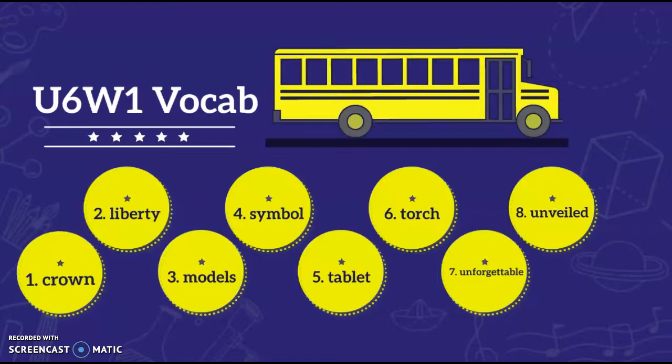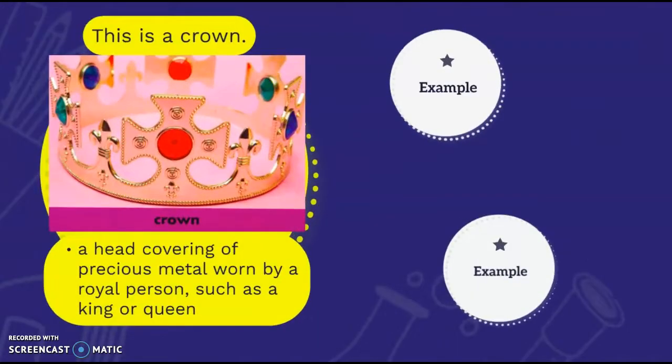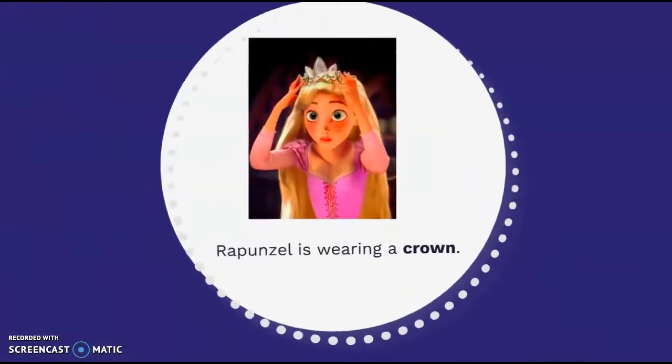Our first one is crown. This is a crown. Let's say the word together. Crown. A crown is a head covering of precious metal worn by a royal person, such as a king or queen. Okay, maybe you've seen a king or queen wear these before. Precious metals. So a metal that's precious to us would be like gold because it's valuable and it's a type of metal.